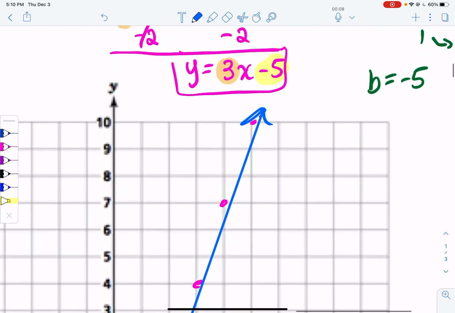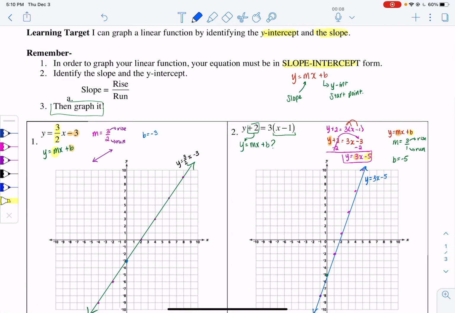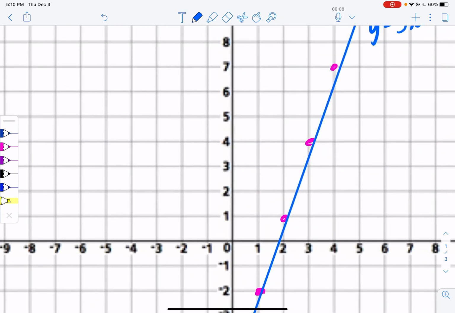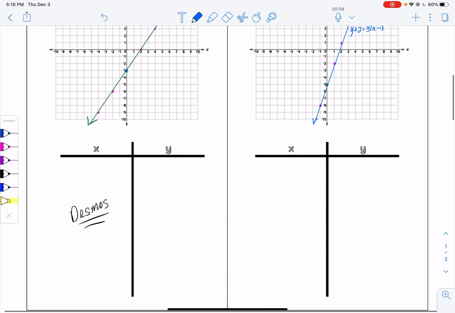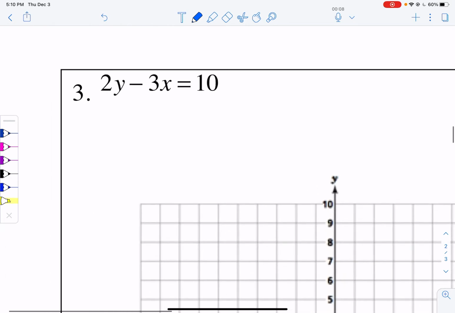And then last but not least, I write my equation. I can write y equals 3x minus 5. Or you can write the equation you started with, which is y plus 2 equals 3 times x minus 1. Make sure you name your graphs. You have a name, your graphs need a name. Now let's go on to our next set of problems.